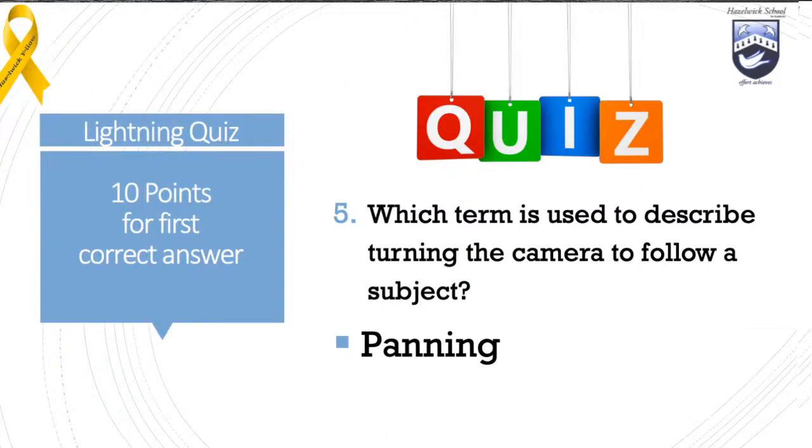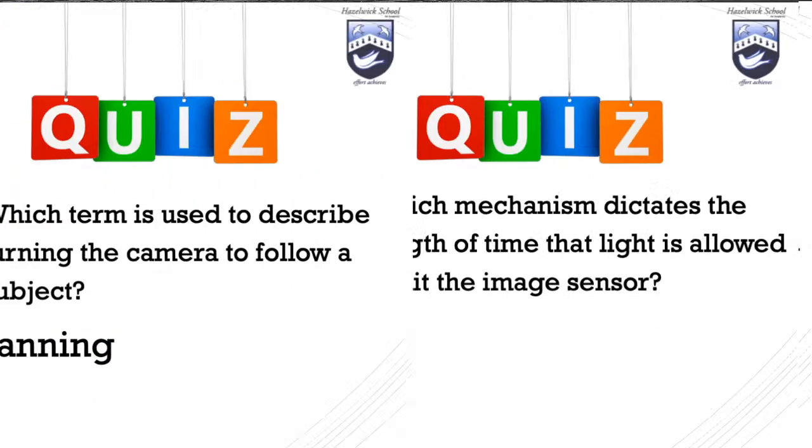So it's a pan. We looked at panning last week. Tracking is something slightly different. Panning is what we did last week. You pan the camera around to create panning. Yet it's no good saying it after I've given the answer. Honestly. So panning, that was the answer we were looking for there.